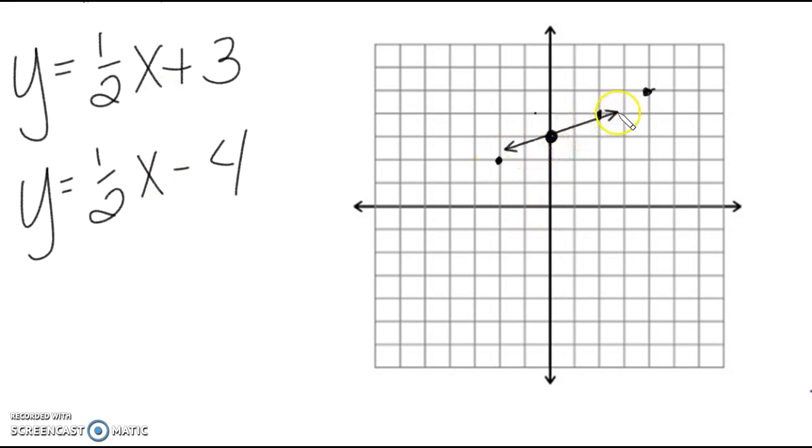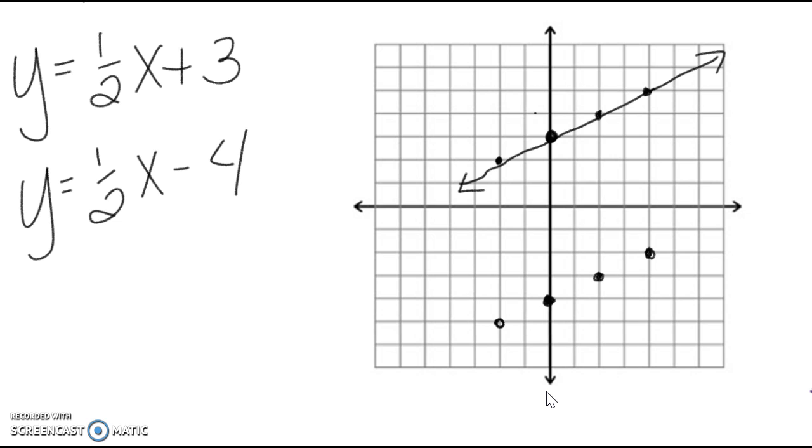And that didn't come out very well. Okay, so there's our line for the first one. Do the best you can, as I will. All right, my second equation, half x minus 4. So my y-intercept is -4. And my slope is up 1, right 2. Or down 1, left 2.